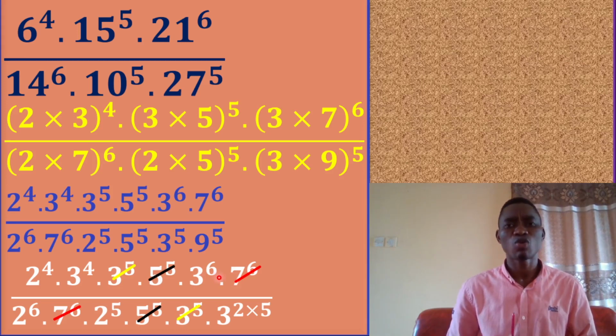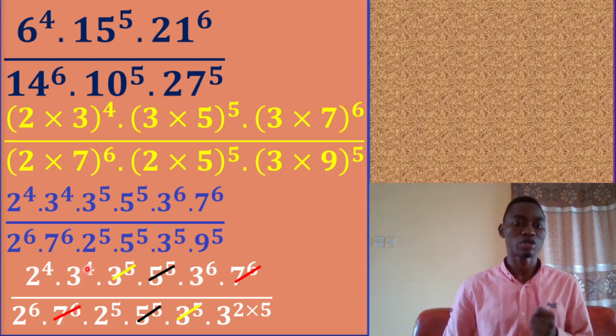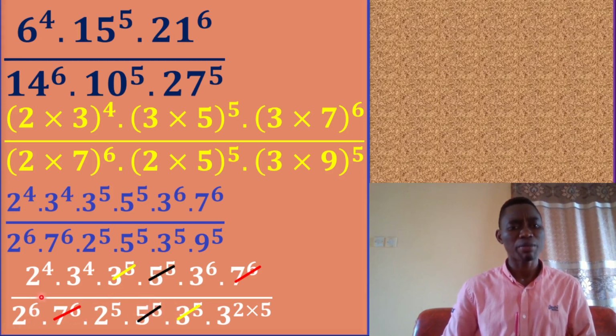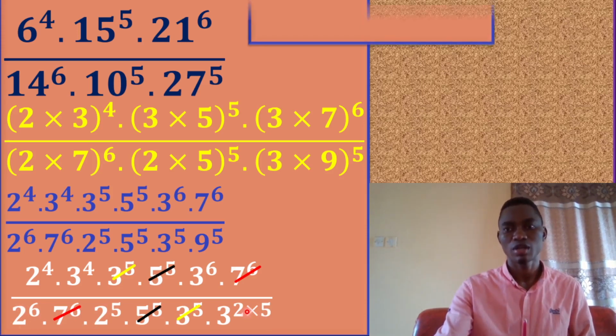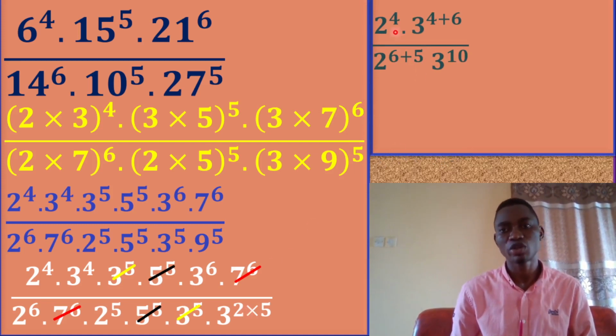So in the numerator, what we have left is 2 power 4 times 3 power 4 times 3 power 6. So we can apply the multiplication law of indices on 3 power 4 times 3 power 6. In the denominator, we can as well apply the multiplication law of indices on 2 power 6 and 2 power 5. Then we are retaining our 3 power 10. So here we have 2 raised to the power of 4 times 3 power 4 plus 6, divided by 2 power 6 plus 5 times 3 power 10.